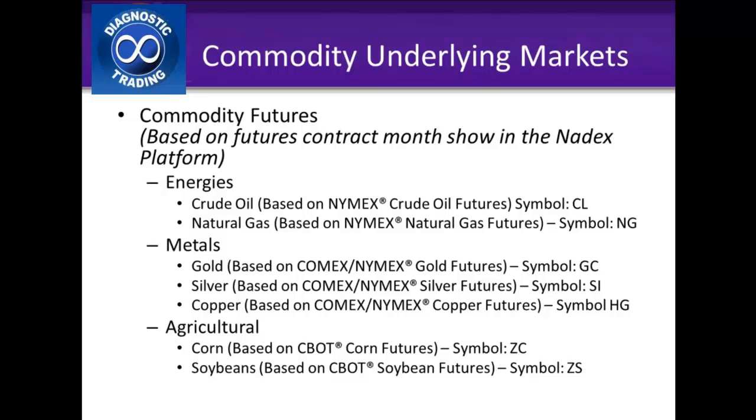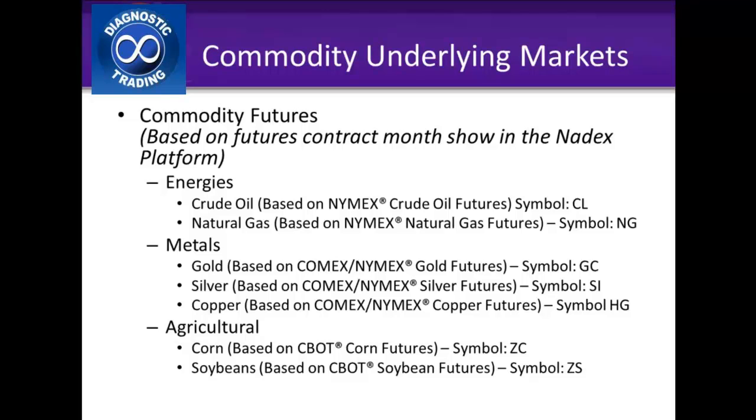So you can go in and you can trade the energy such as crude oil, and there's different kinds of crude oil. So make sure that you're looking at the NYMEX crude oil futures contract chart, which symbol is CL. Also, you can look at natural gas, which is based on the NYMEX natural gas futures, which symbol is NG. And then there's the metals with gold, silver, and copper.